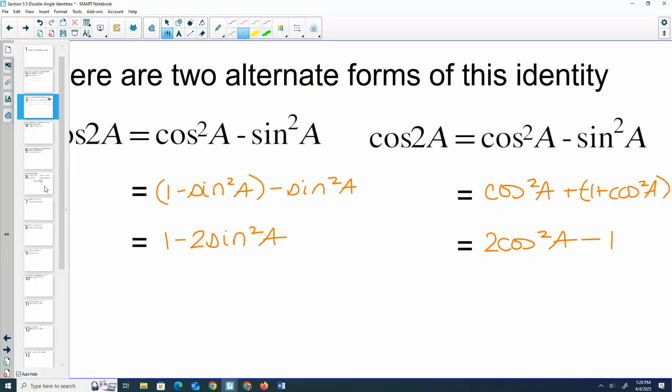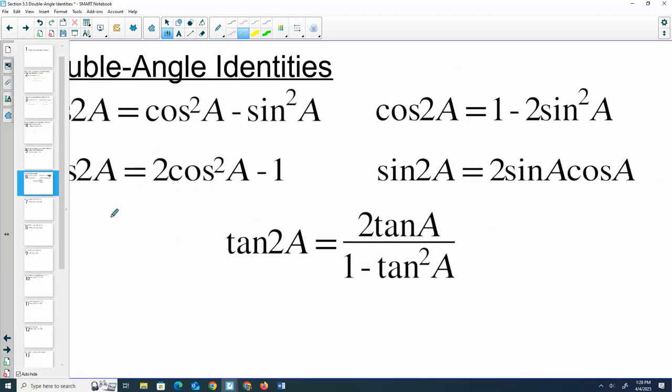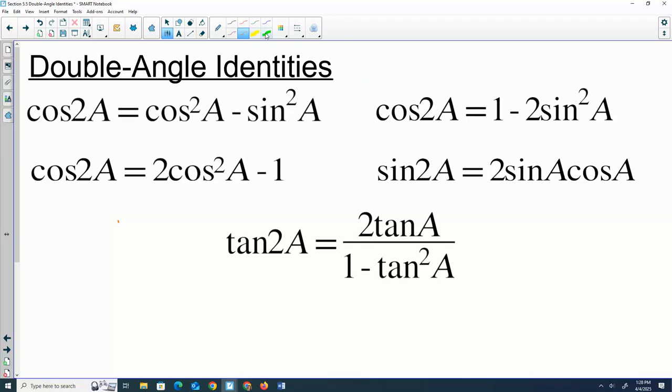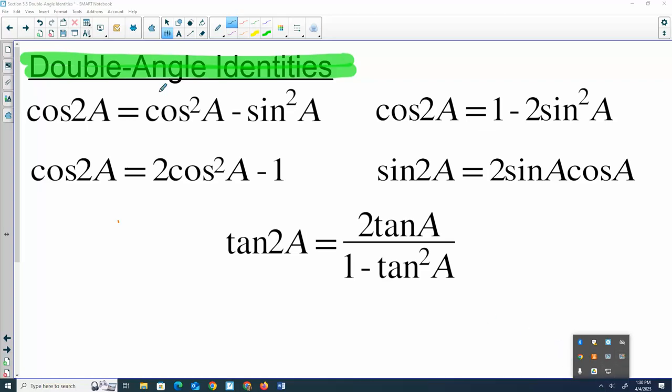Sine and tangent just have a single one. So the sine and tangent formulas can be derived the same way. But this is what you want to write down under your double angle identities. Cosine has 3 options, and we'll pick which option to use just based off the information given in the problem. And sine and tangent just have a single formula. We're just going to practice using these.